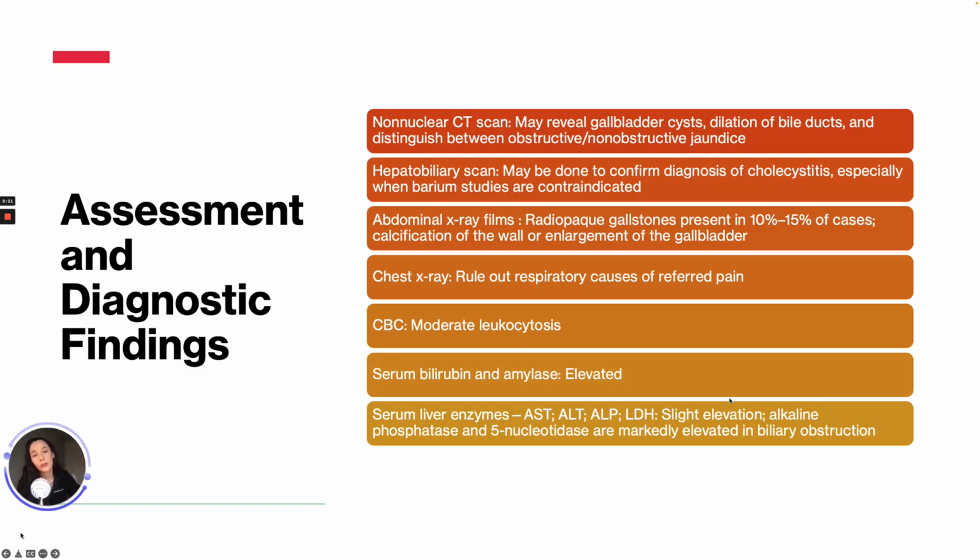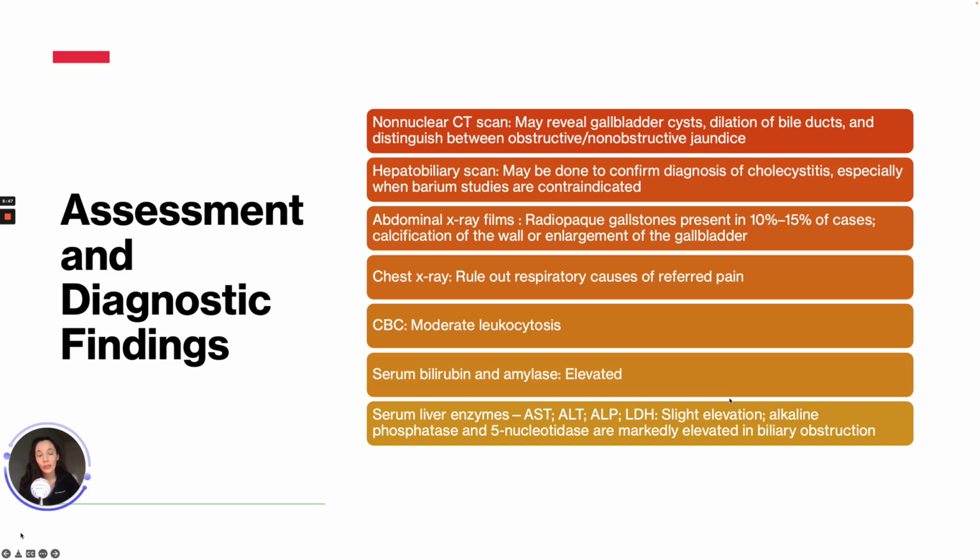We can also use a non-nuclear CT scan, which can reveal gallbladder cysts, dilation of the bile ducts, and distinguish between obstructive and non-obstructive jaundice. We can do a hepatobiliary scan, which may be done to confirm the diagnosis of cholecystitis, especially when barium studies are contraindicated.